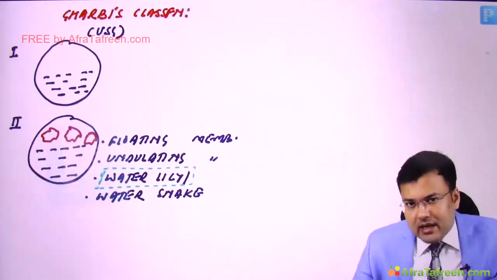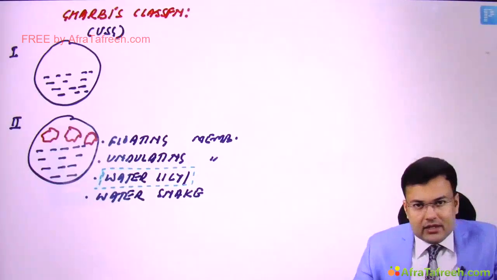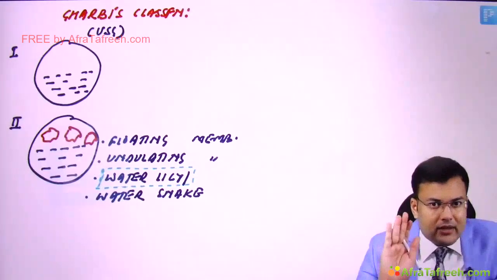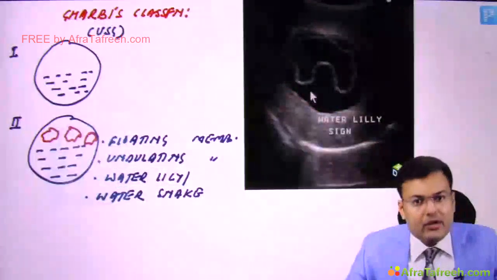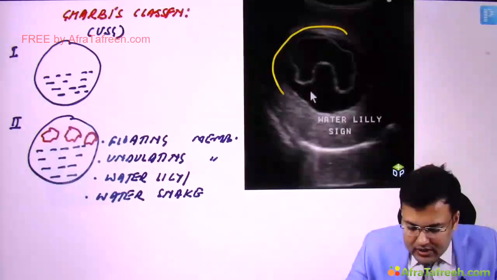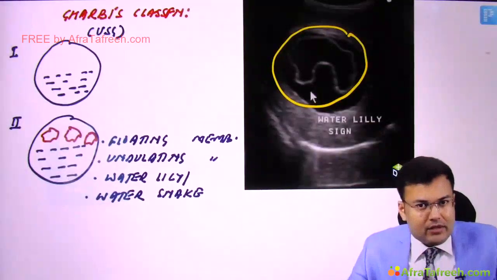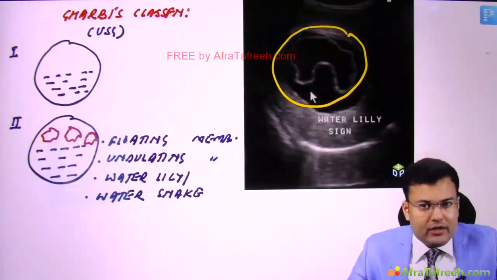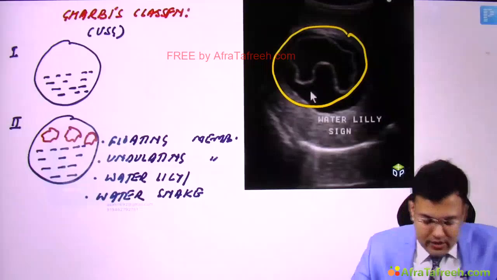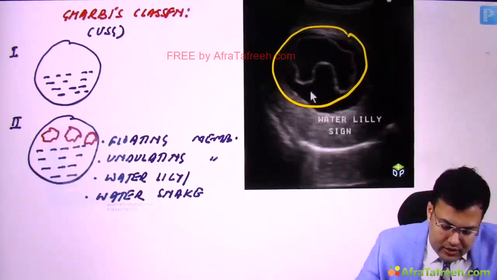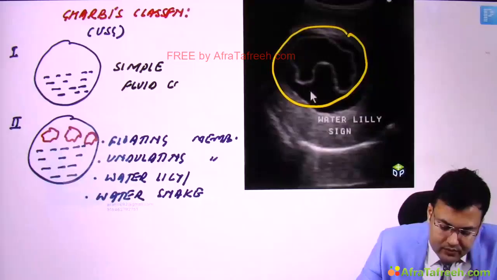Sometimes they ask a direct question that water lily sign is seen in which condition, and sometimes they ask an image based question. So see how it looks. This is the water lily sign, and this image based question was asked in the FMG August 2020 exam, and it was asked previously also in many other exams. So this is type 2. Type 1 is simple fluid collection. Okay.